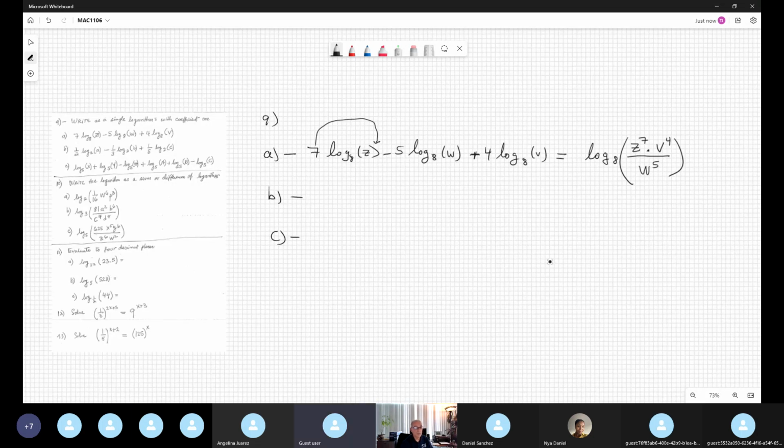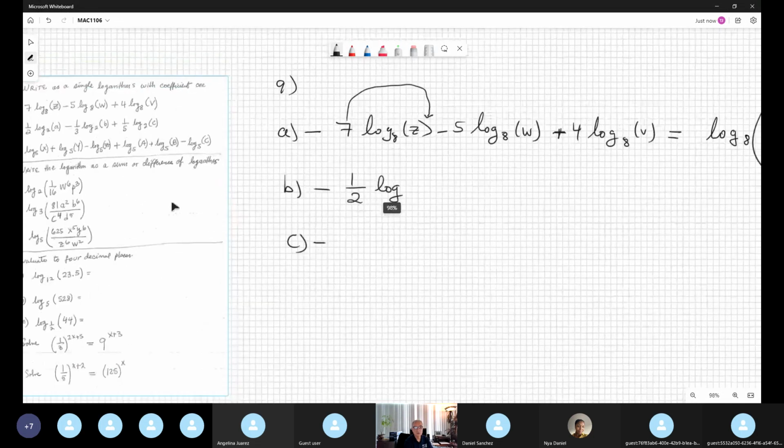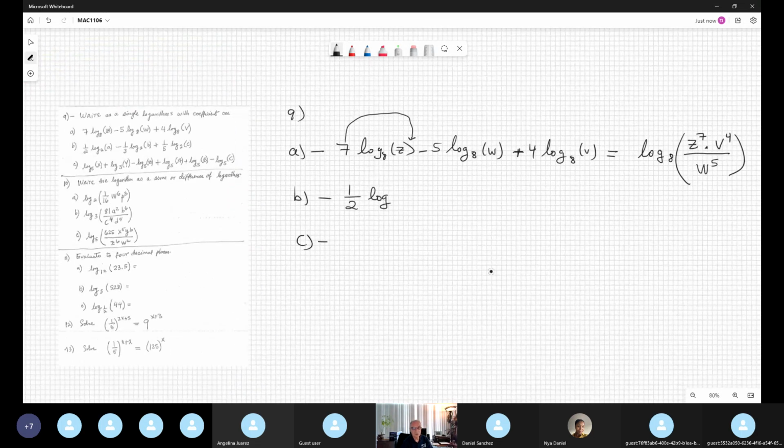Yeah. B. 1/2 logarithm base 2, no? It's 2. I don't see very well. It's 2, it's 2 of A. A is a variable, no? Minus 1/3 logarithm base 2 of B, another variable, plus 1/5 logarithm base 2 of C. Okay, I got it. It's easy.